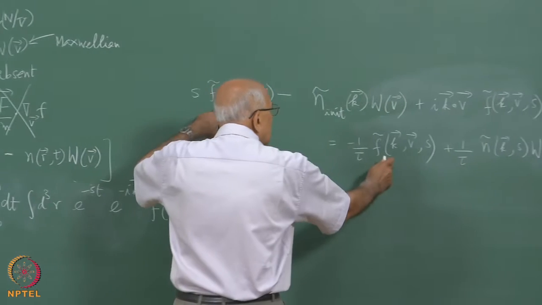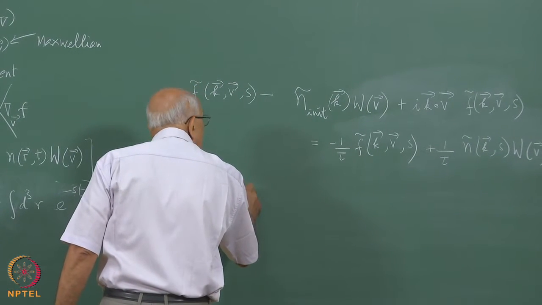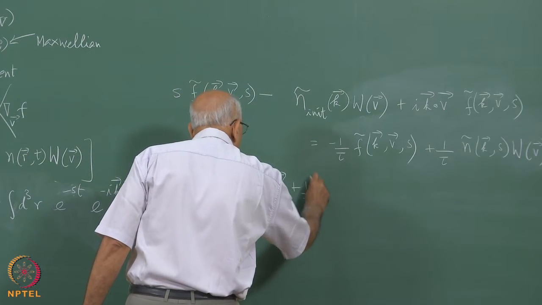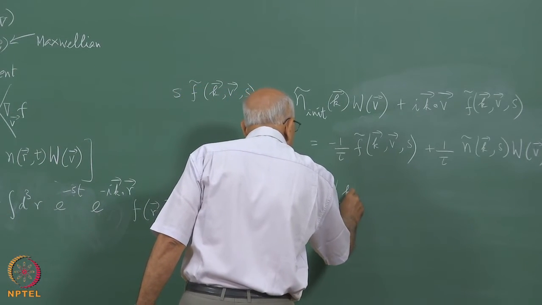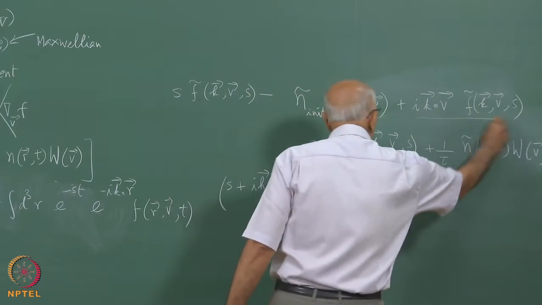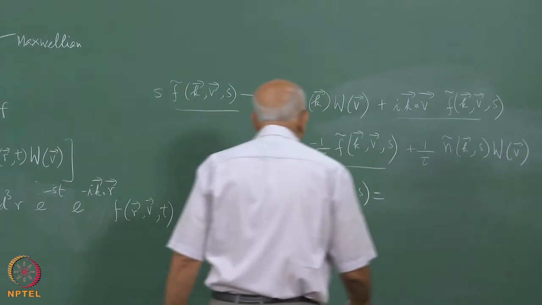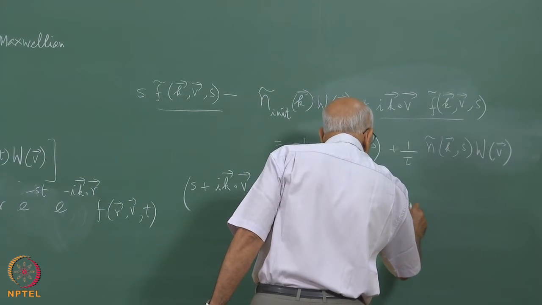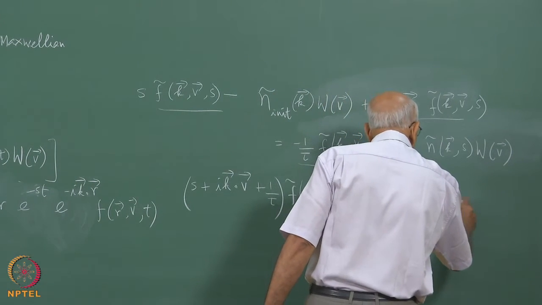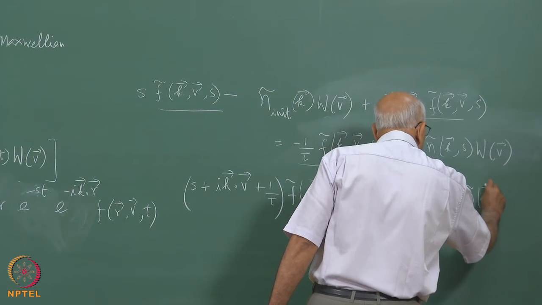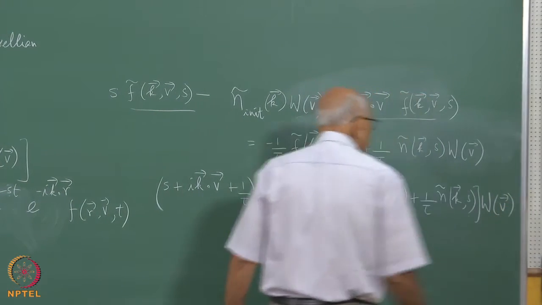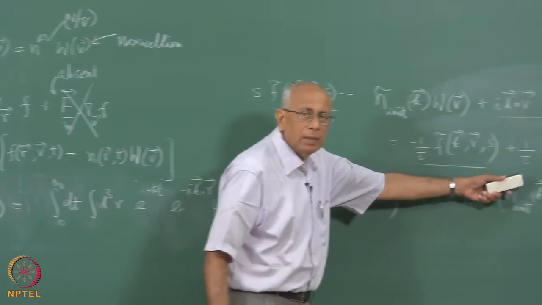So I bring this, this and this to the left hand side and I have s plus i k dot v plus 1 over tau acting on f tilde of k, v and s is equal to, so this term has been taken into account, so has this and so has this. I move this to the right hand side. This is equal to n initial tilde of k plus 1 over tau n tilde of k and s times W of v. So that takes care of this term and this term.